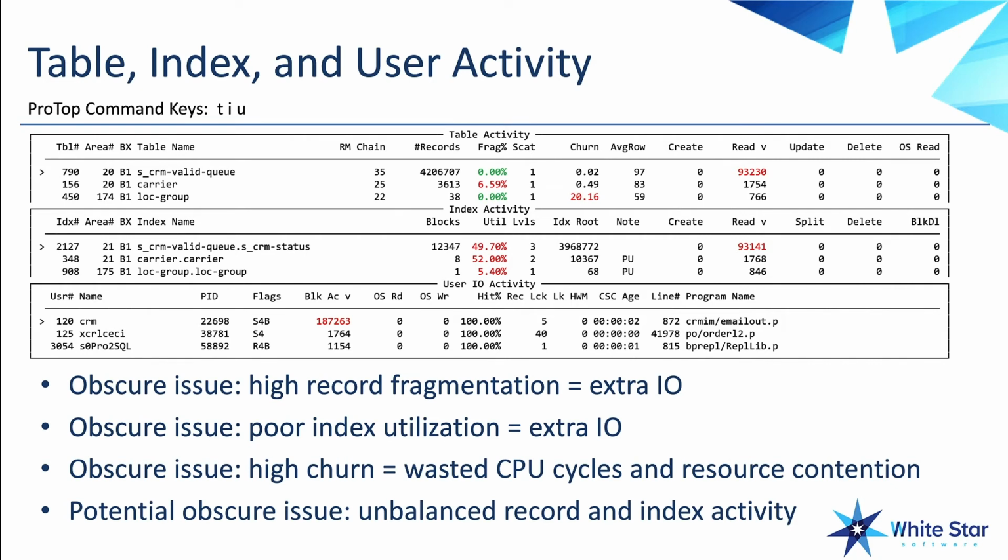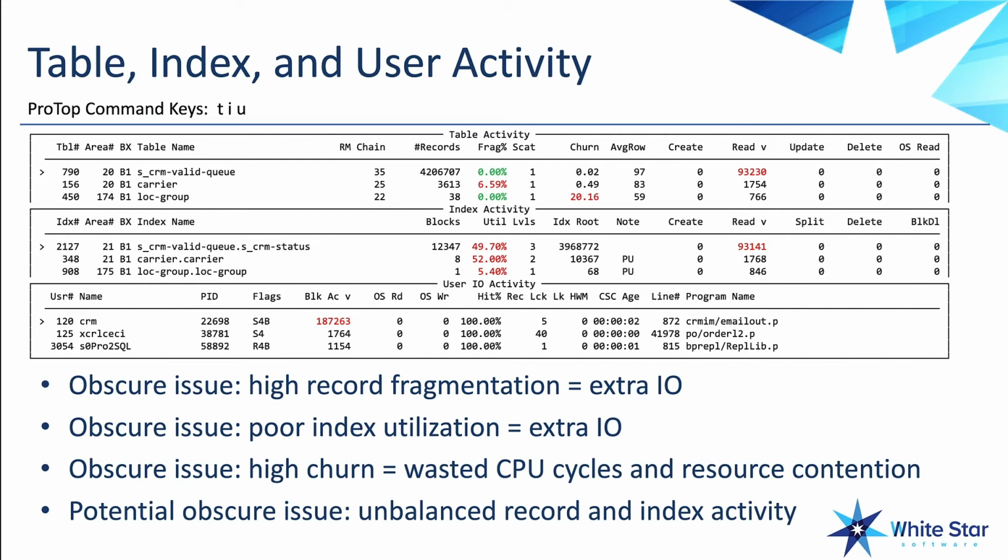Another thing to think about is whether or not the number of reads between the table and the table's indexes are balanced. As you see here, we have the SCRM valid queue table being read about 93,000 times per second. That's record reads per second. And the index reads are very similar, also about 93,000. That's normal.